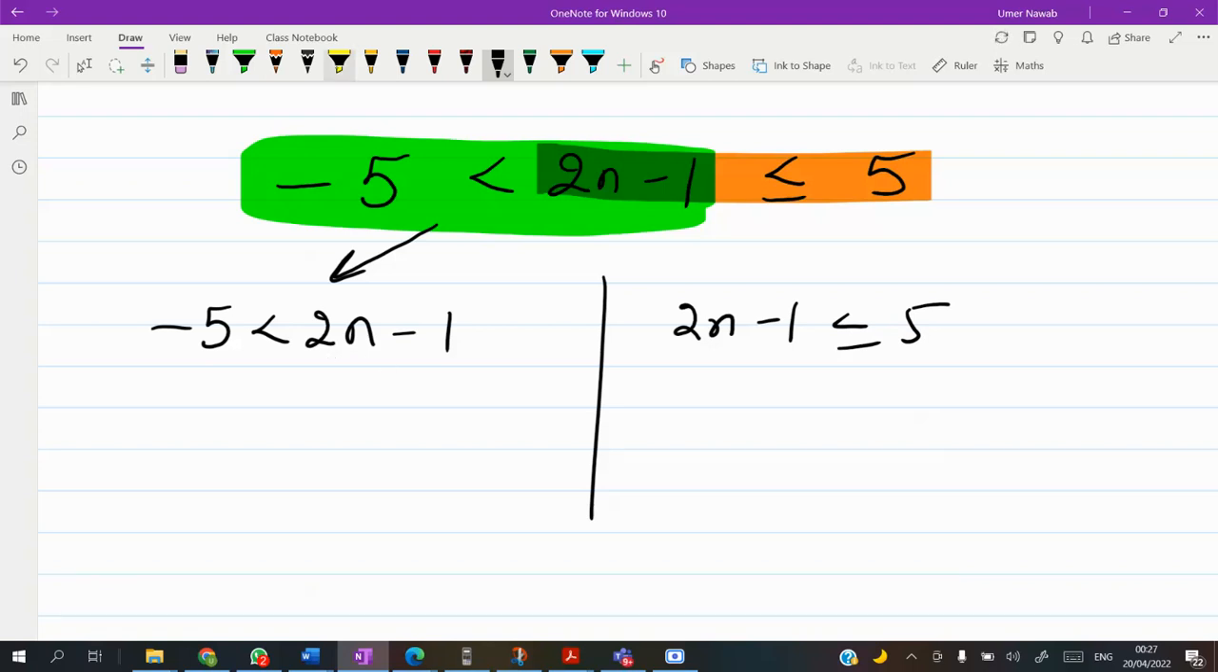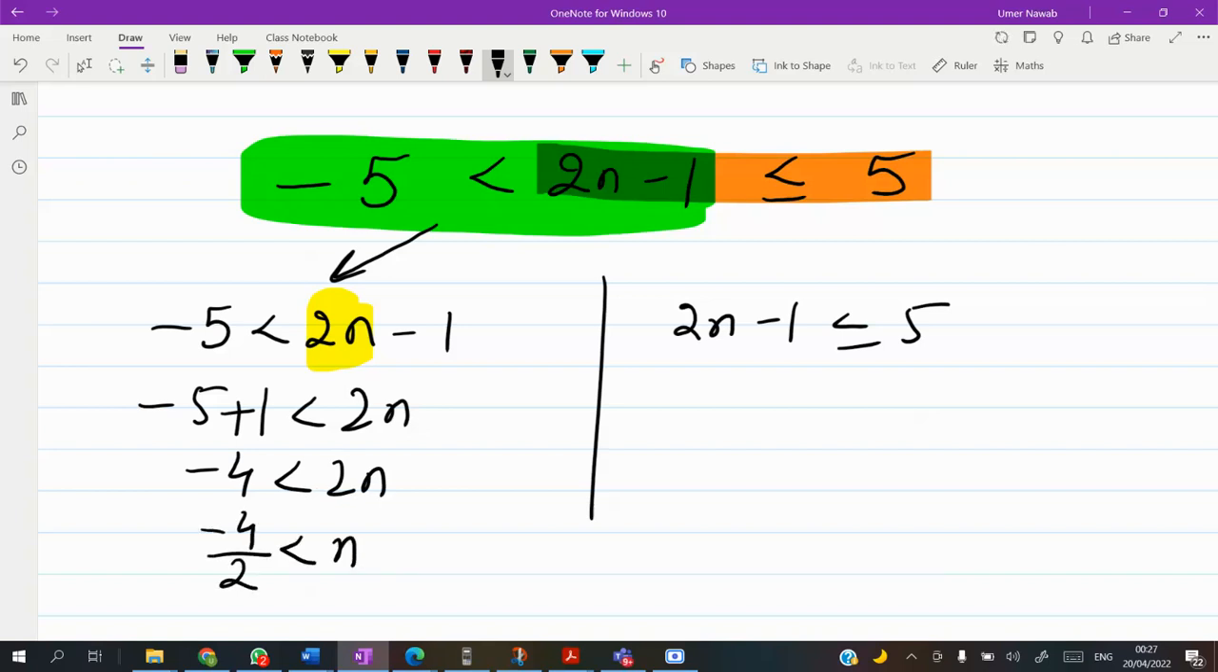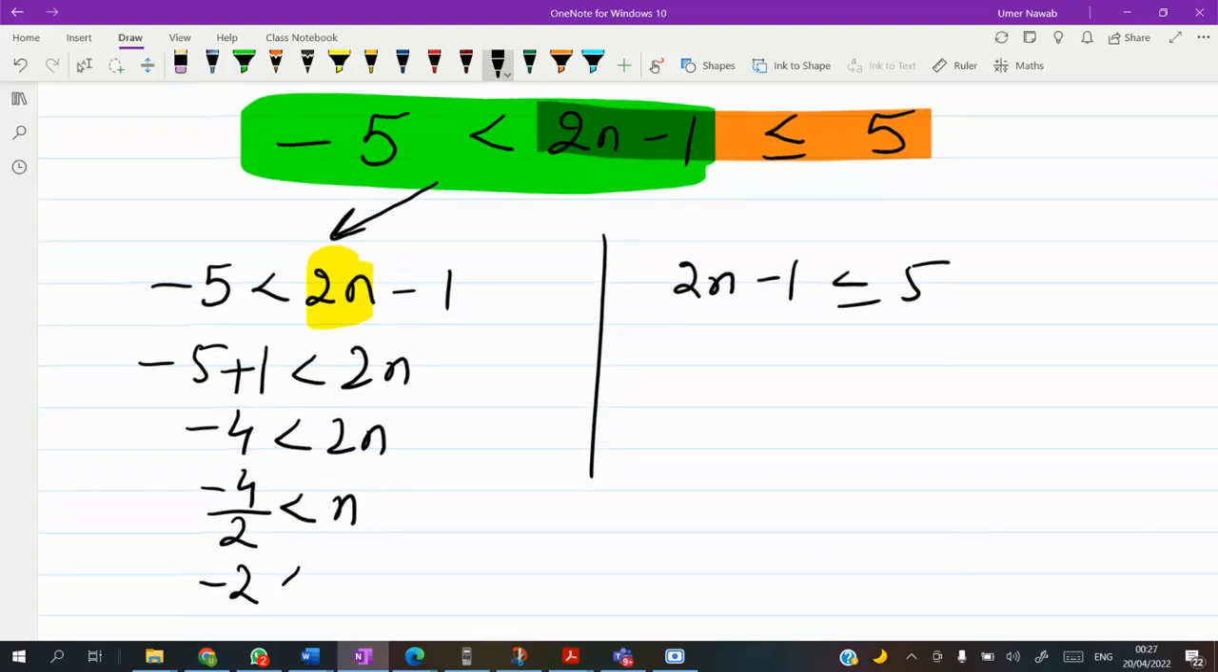As you remember, we always try to make x the subject, so send the minus 1 to the other side. So minus 5 plus 1 is less than 2n. So minus 4 is less than 2n. So minus 4 divided by 2 is less than n. So your n is bigger than minus 2.